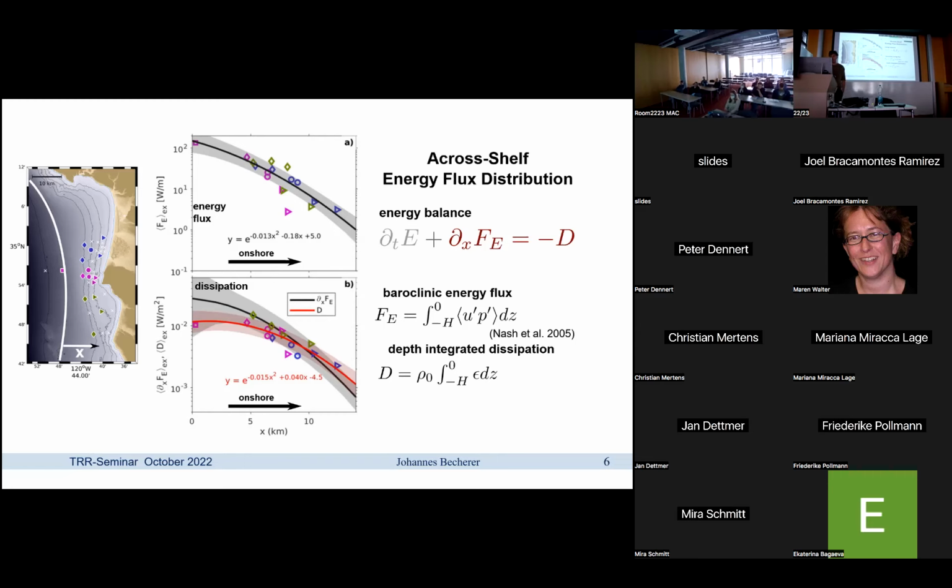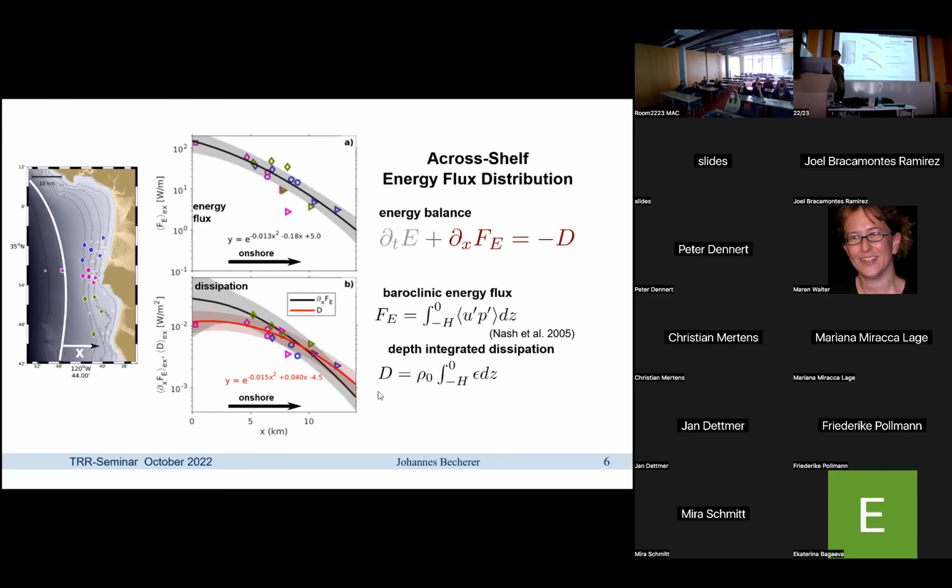And we can test this. That's what I did down here. The black line that you see here is the scaled dissipation, in watts per square meter. That's the integrated dissipation. So the black line that you see here is just the derivative of the black line up here.